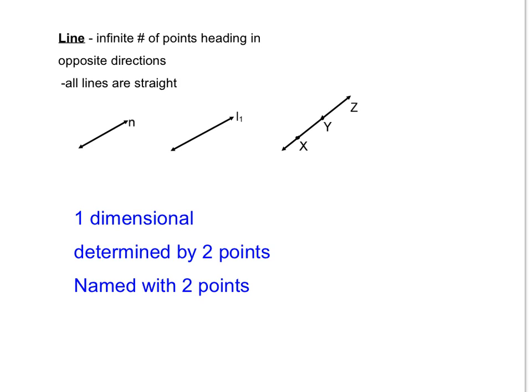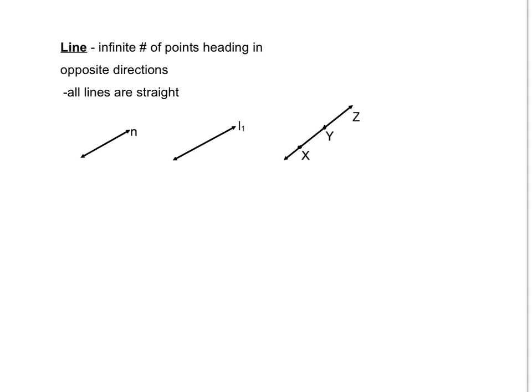Okay, our second figure is a line. A line is a one-dimensional figure that goes on forever on both sides. It's an infinite number of points. Okay, all lines are straight. Lines are determined by 2 points. You've heard that: 2 points determine a line, and we always name a line with just 2 points. So if you look at these 3 lines, there are 3 ways to name lines.